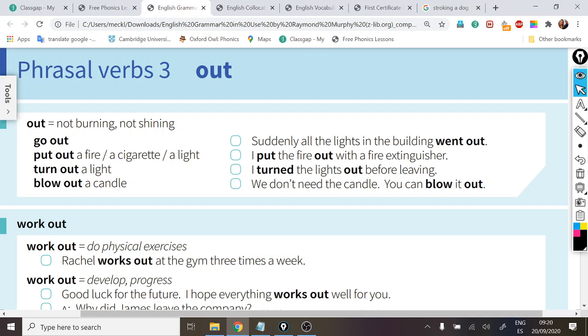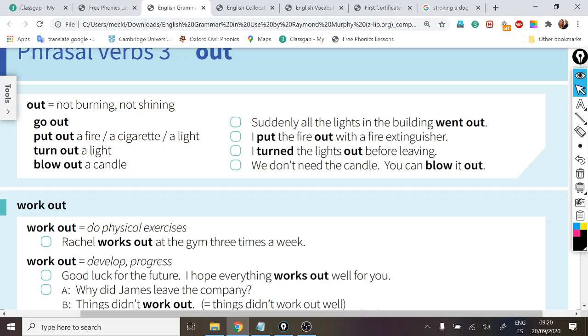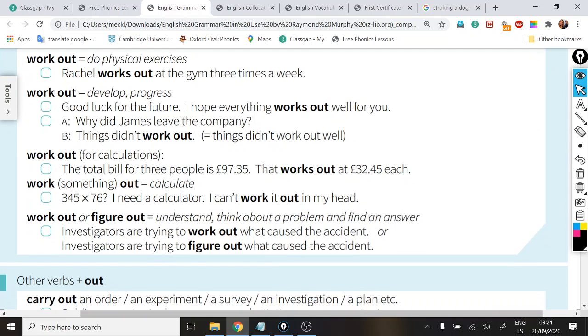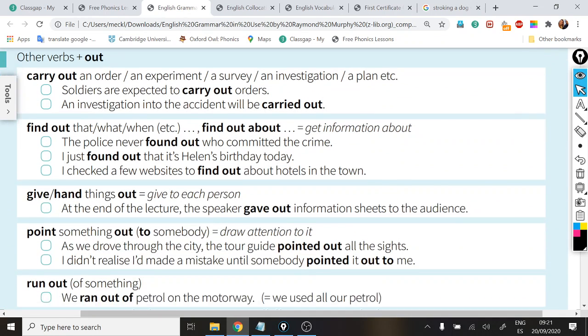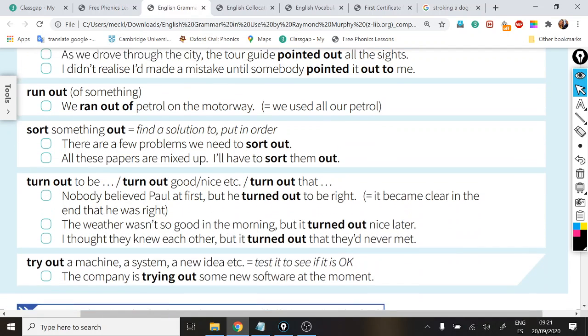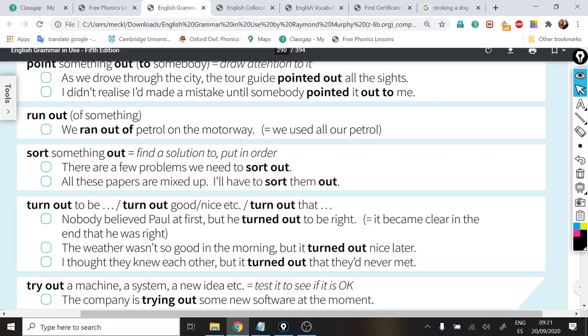You could also say turn out a light, okay? Or you could also blow out a candle at your birthday party, for example. So you blow out, yeah? So out means extinguish when we're using fires in general. Okay, we're going to talk later about work out, which is a little bit difficult. So let's just start at the bottom, here at the bottom.